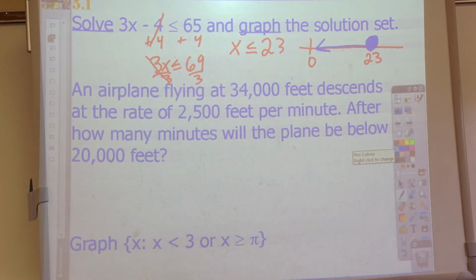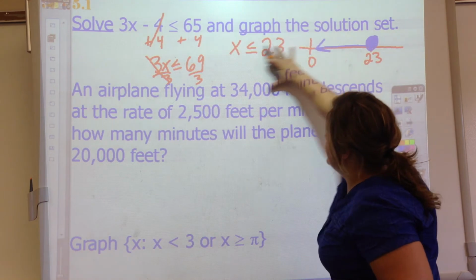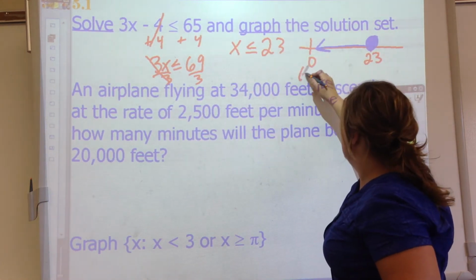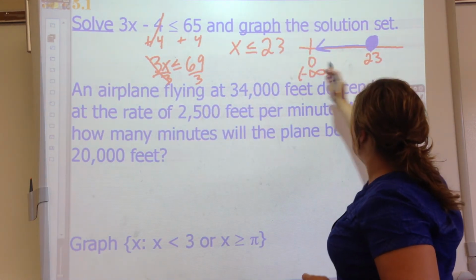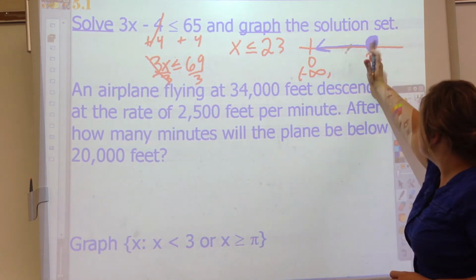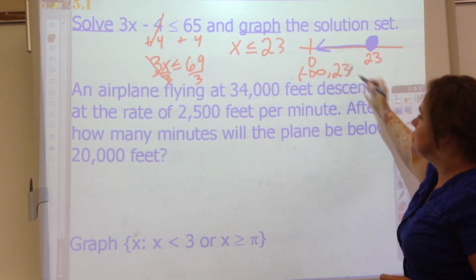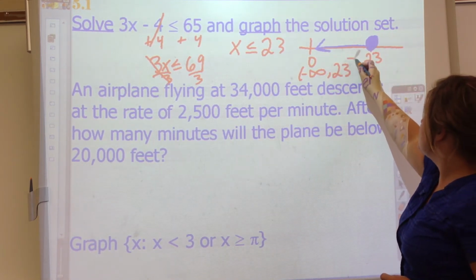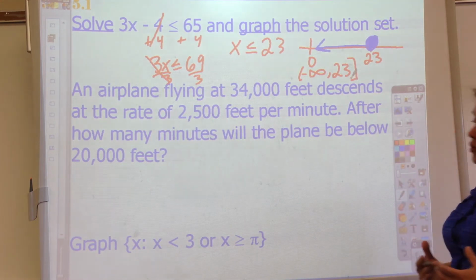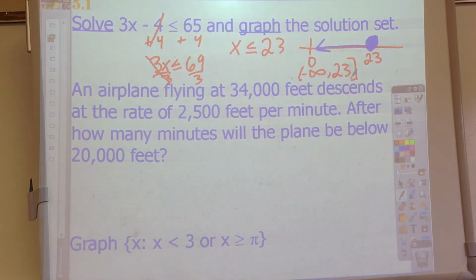So if I write that in interval notation, my graph starts all the way down here at negative infinity. And I begin that with a parenthesis. And it goes all the way up to 23. Since I'm equal to that value, I'm going to close it with a bracket, which shows equality. Remember that open circles match with parentheses, or not equal to, and closed circles match with brackets, or equal to.